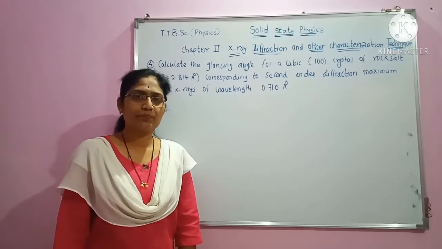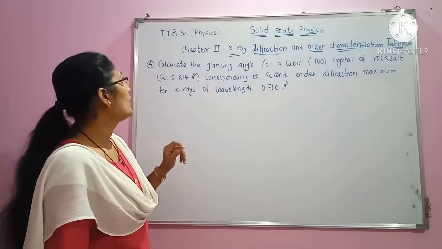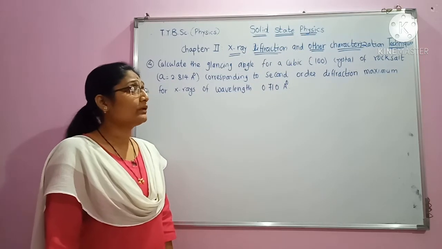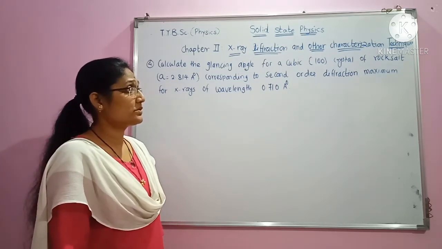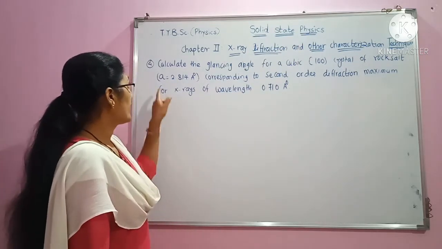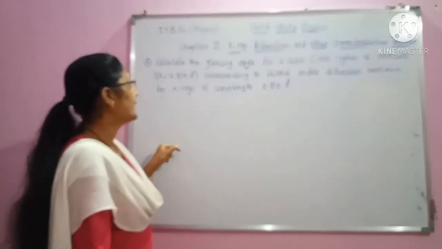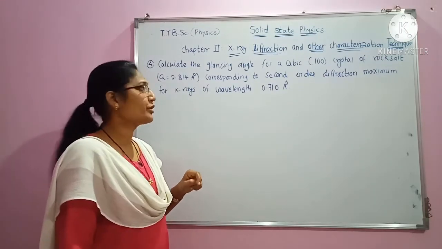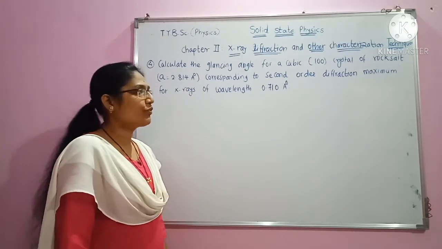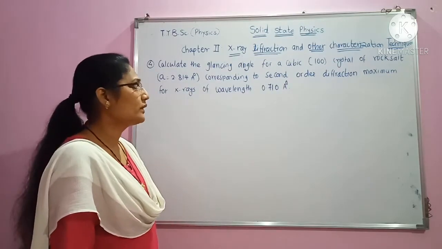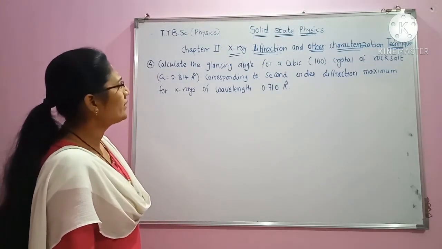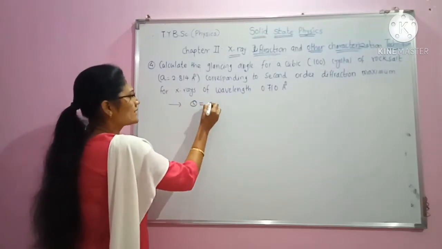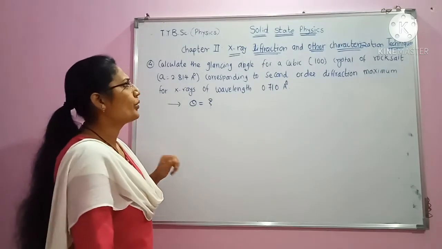Let's see next example. Example number 4. Calculate the glancing angle for a cubic 100 crystal of rock salt. A is equal to 2.814 angstrom, corresponding to second order diffraction maximum for X-rays of wavelength 0.710 angstrom. Calculate the glancing angle. We have to calculate theta, that is glancing angle, is equal to how much?